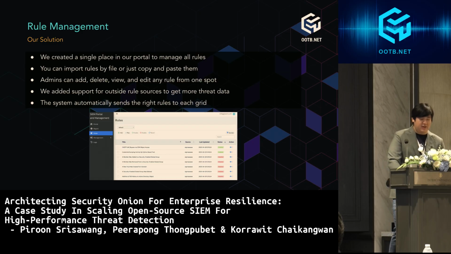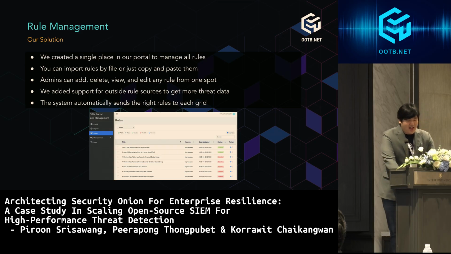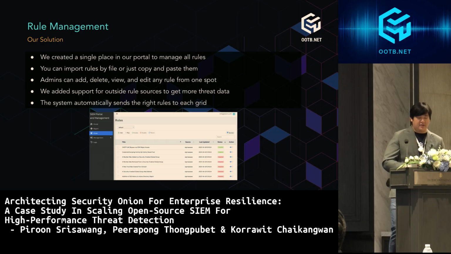Finally, we enable third-party integration. External feeds can now connect directly into the portal. From there, rules are normalized and distributed. That means organizations can take advantage of community rule sets without heavy customization. So this customization will solve the rule management challenge, making it centralized, scalable and extendable.